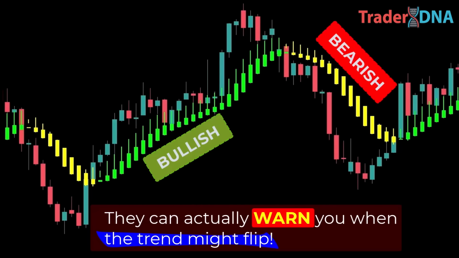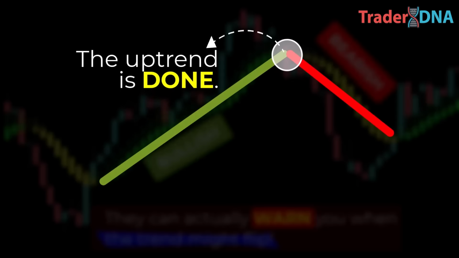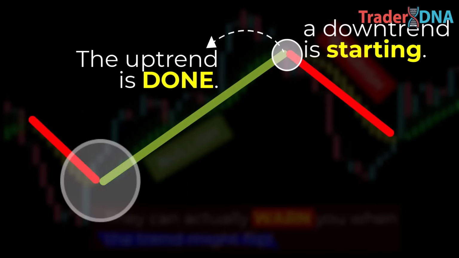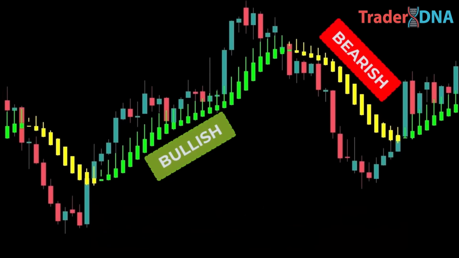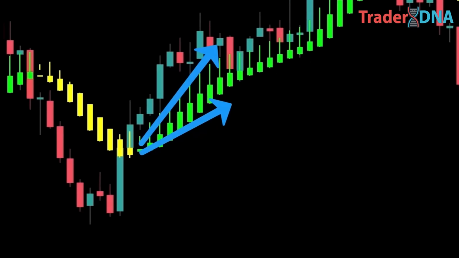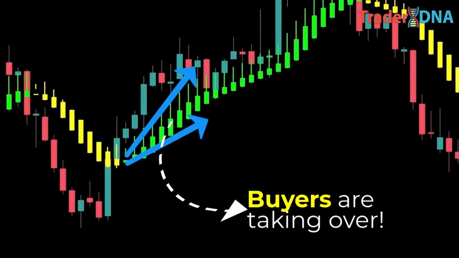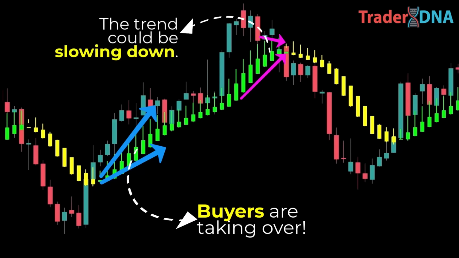Check this out. If the chart suddenly shifts from green to red, boom, that could mean the uptrend is done and a downtrend is starting. And if it goes from red to green, you might be staring at the beginning of a brand new uptrend. That's huge. But wait, we're not stopping at colours. Size matters too. If the green candles keep getting bigger and bigger, that's like the buyers yelling, we're taking over. Momentum is exploding. But if the candles shrink, it's like the market is running out of gas, and that's your first clue the trend could be slowing down.